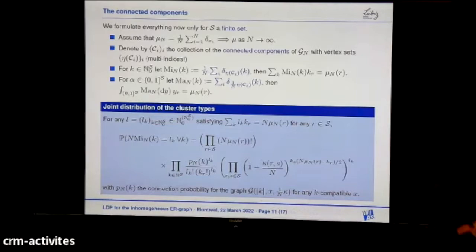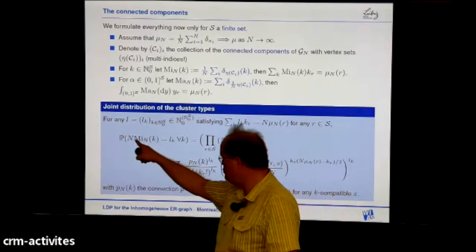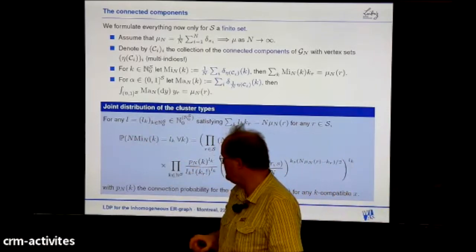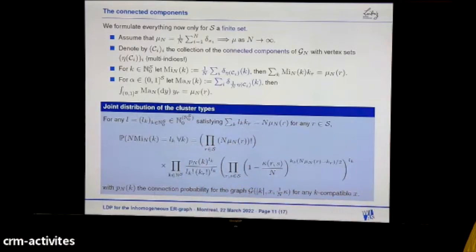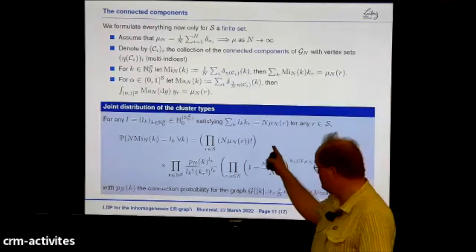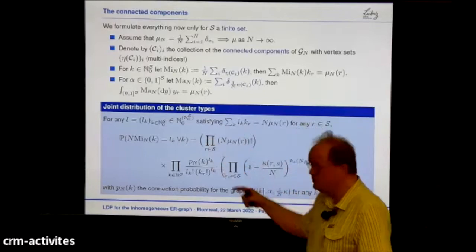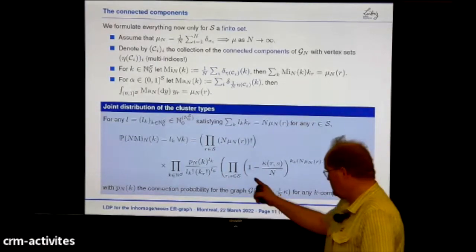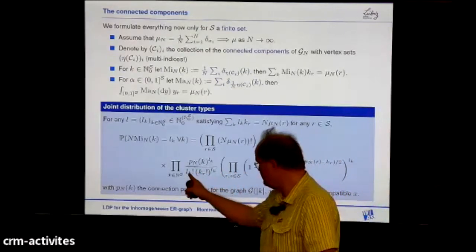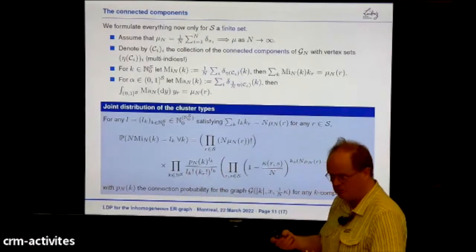The joint distribution can be written down explicitly. So the joint distribution of the number of particles of size k. K is a multi-index. It's not a size anymore. And this is equal to first some combinatorial term which tells you the number of possibilities how to decompose everything into so and so many particles with these and those types. Then you have here some combinatorial terms still from the number of ways to decompose it.